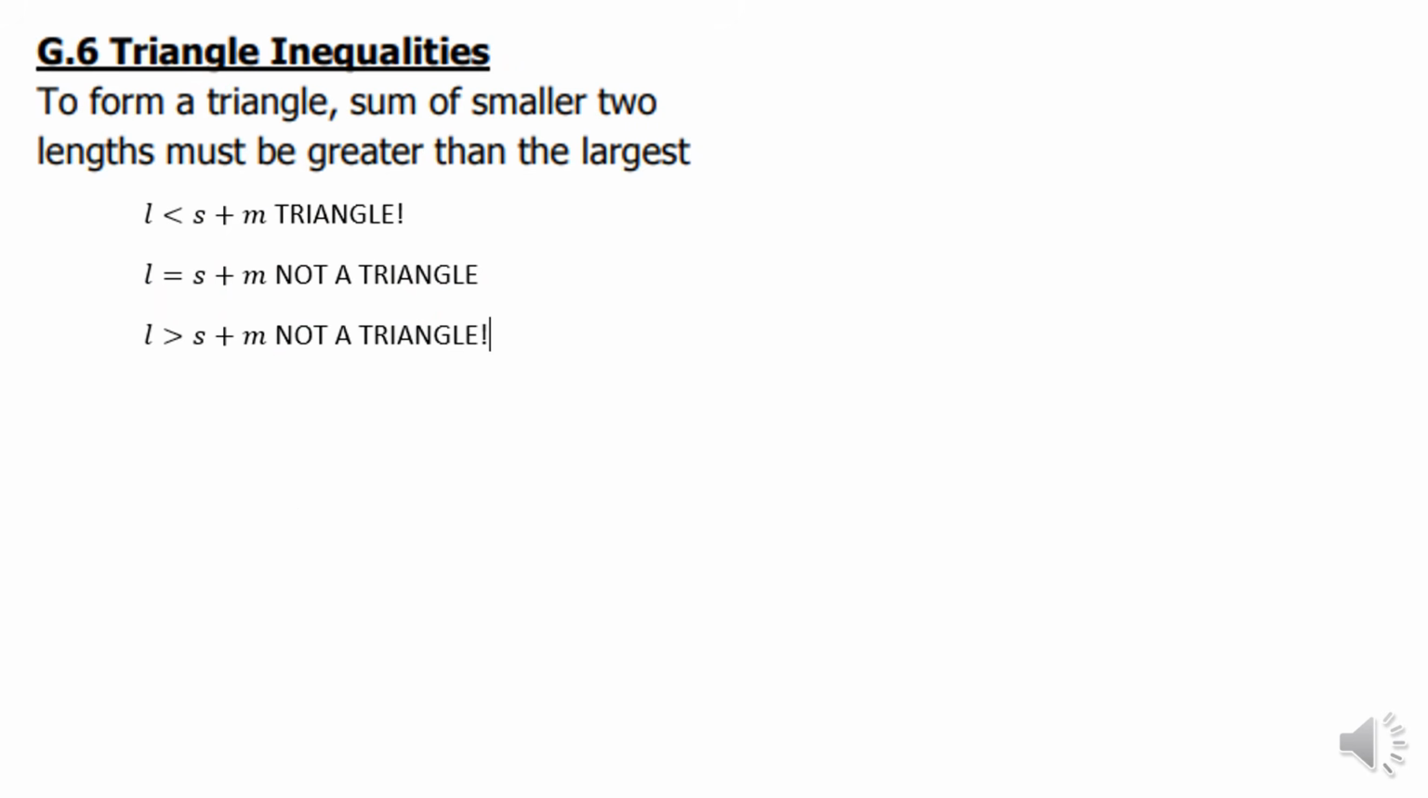For the triangle inequality, the sum of your two smaller sides has to be greater than the biggest side. So take your two small sides, add them together. If it's bigger than the biggest side, it is a triangle. They cannot be equal, they cannot be smaller than.